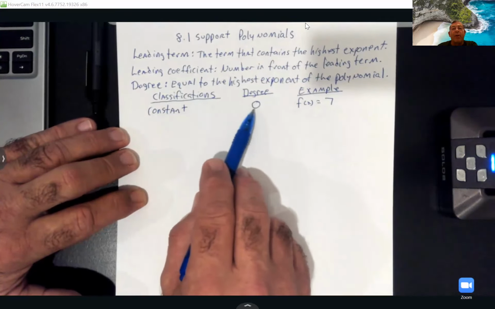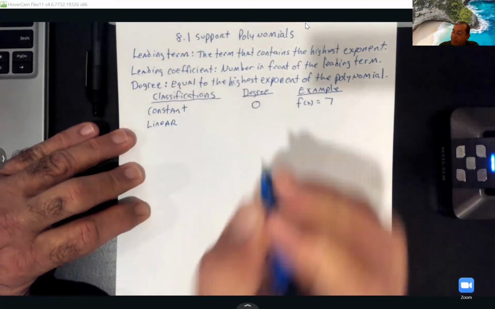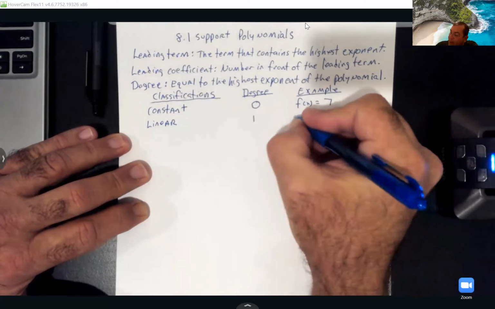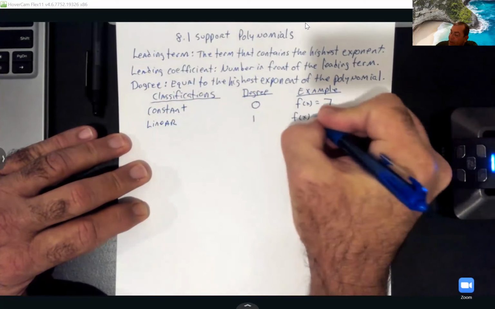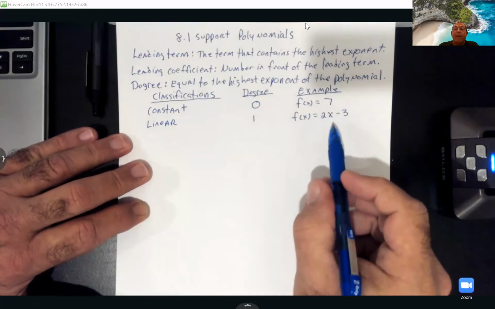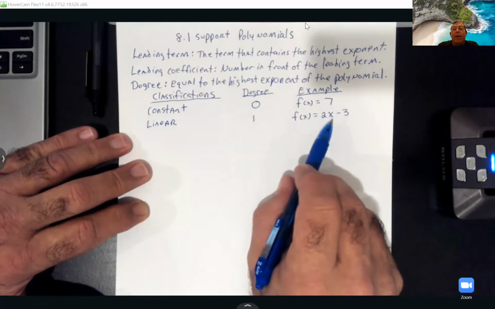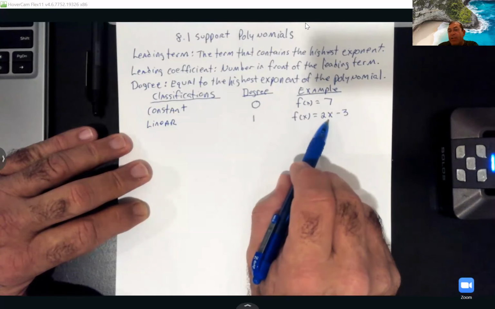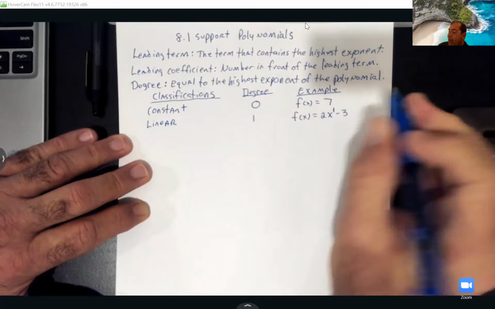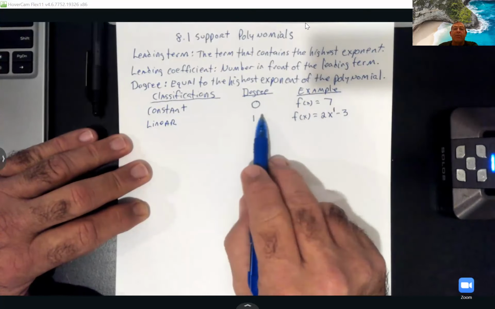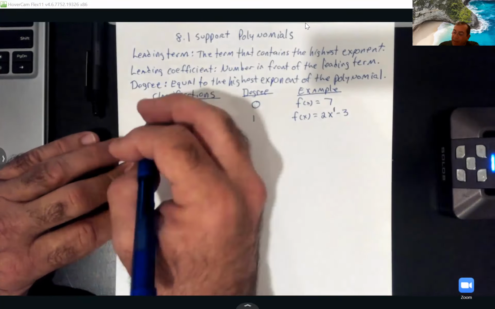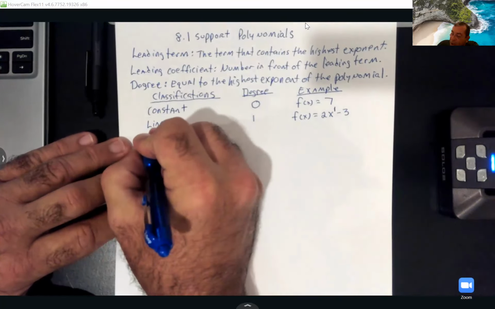Next, we got linear. Linear is a degree 1 polynomial, and that'll be like f of x equals 2x minus 3. It's got two terms. Now remember, since there's not an exponent shown by the x, that exponent would actually be a 1. So that's where we get that degree from, okay? Exponent of 1.